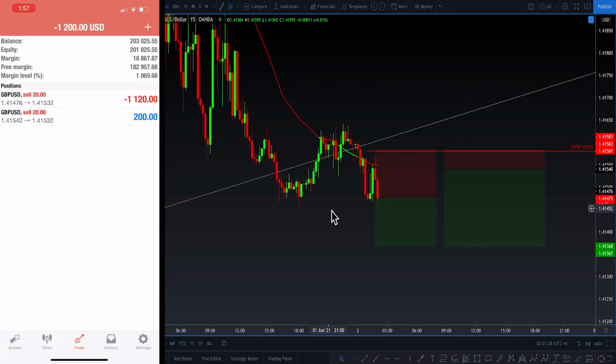And I'll speed this up for you. And price is taking off. Price got super close to the stop loss. Super close. But hey, if it doesn't hit the stop loss, there's nothing to talk about. There's nothing to cry about. It is what it is.